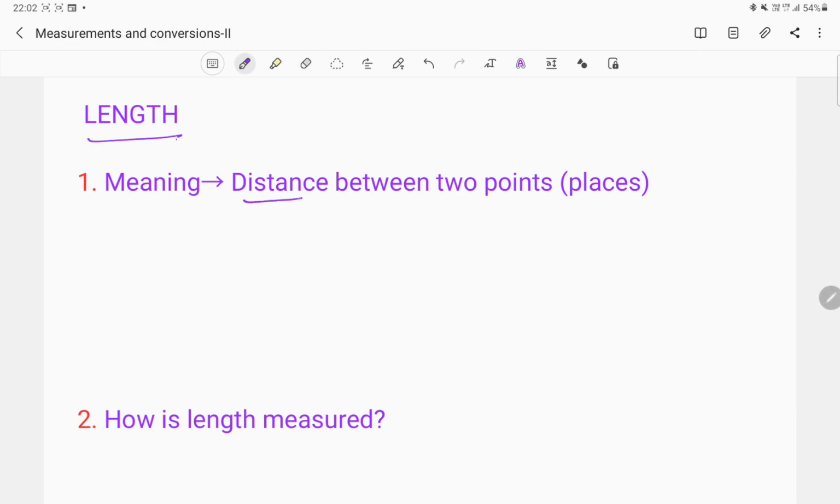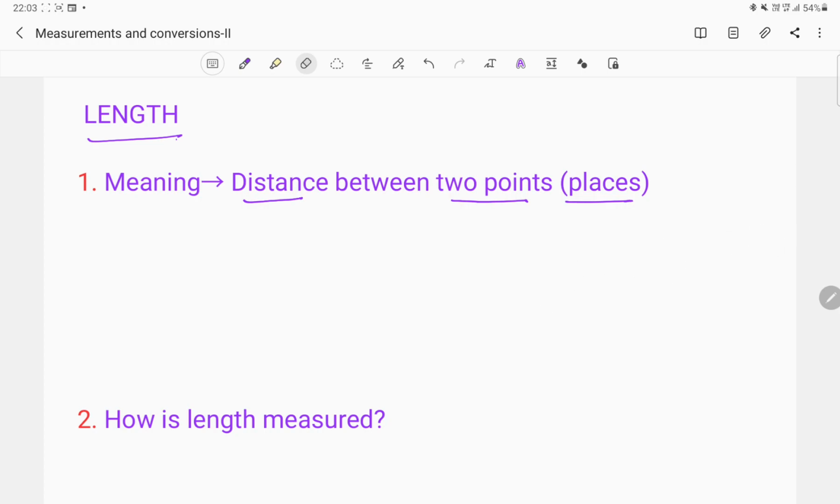And what is length? Length is the distance between any two points or any two places. For example, the distance between one end of your school ground to the other end of your school ground is the length of the ground. Now, how do we measure length?